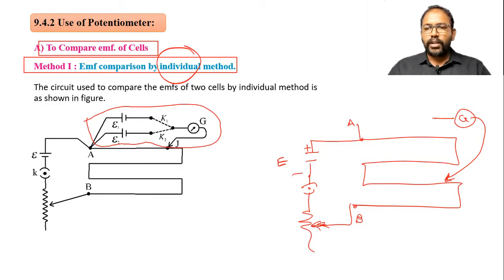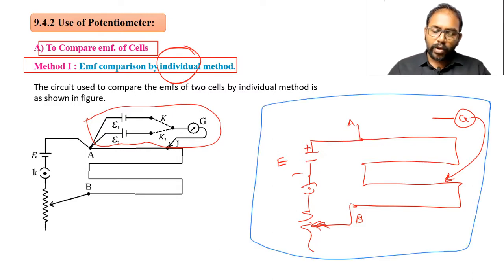So when this question is asked, you note one thing: this part is common in all the articles. You remember this one. Whatever part we have to draw here, that much part only you have to remember. Now let's see the individual cell method.